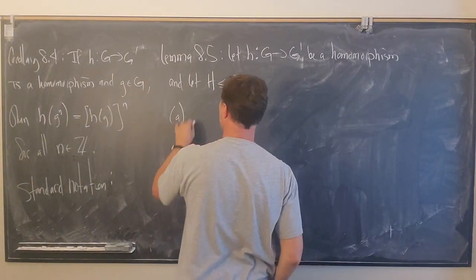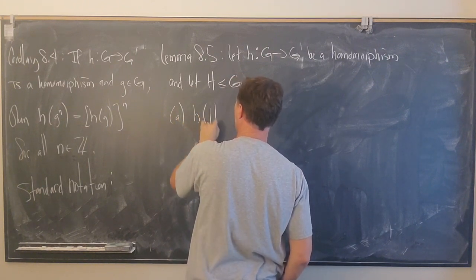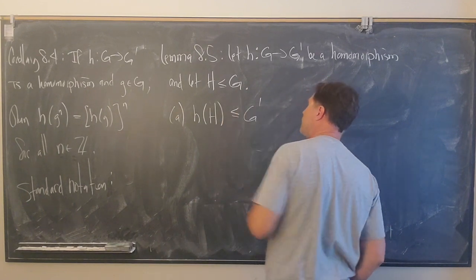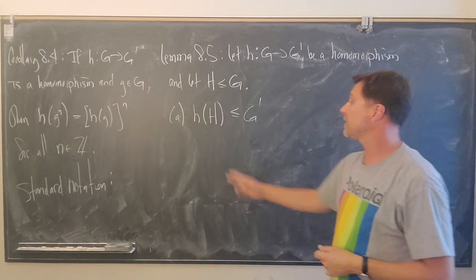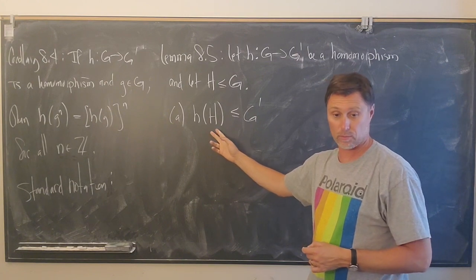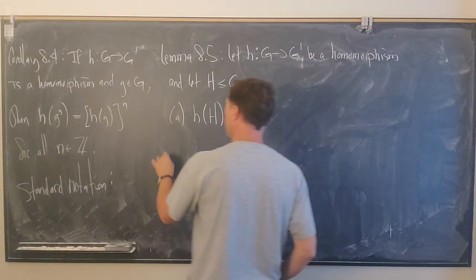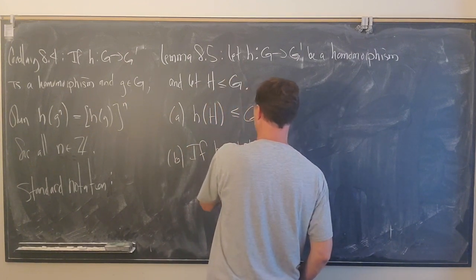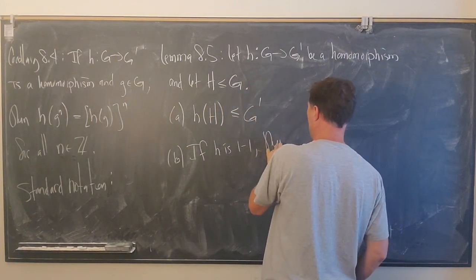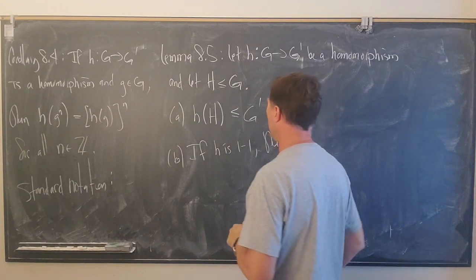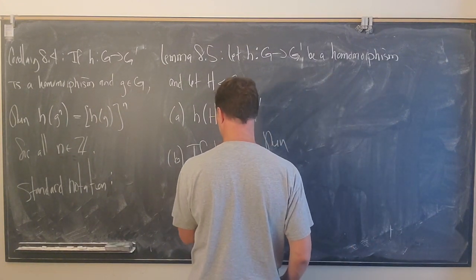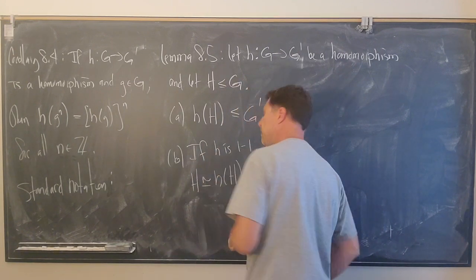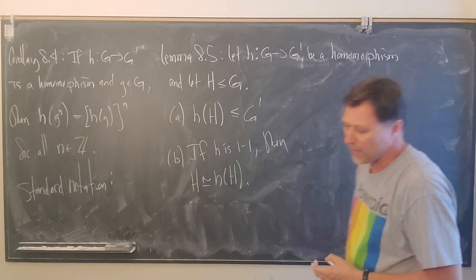So part A is that H of capital H is a subgroup of G prime. So homomorphisms take subgroups to subgroups. All right, so that's a big deal. That's nice. And part B, if little h is 1-to-1, then H is isomorphic to the image H of H. Nothing really surprising going on there.